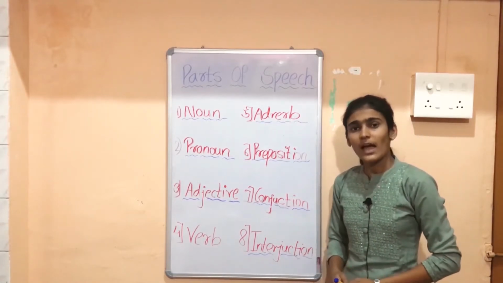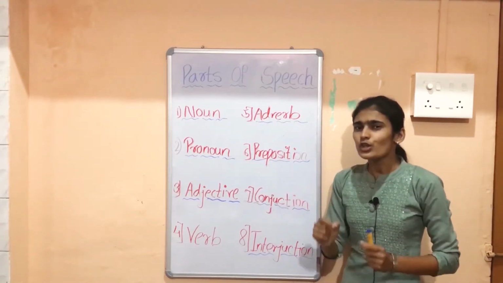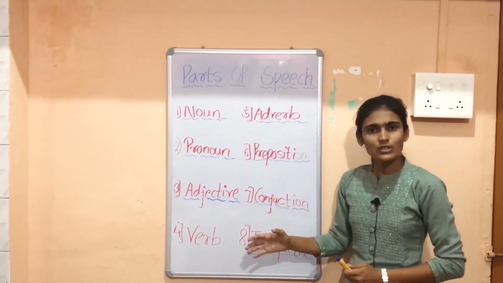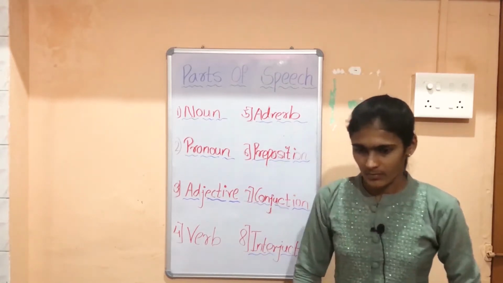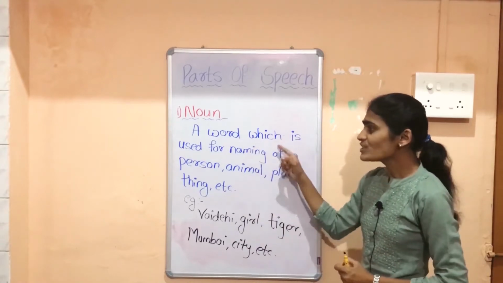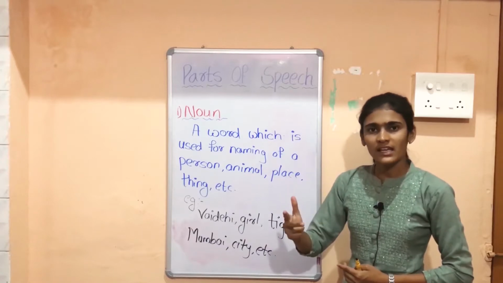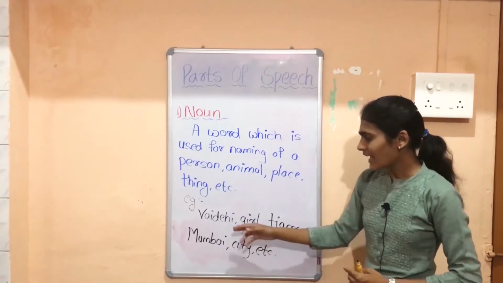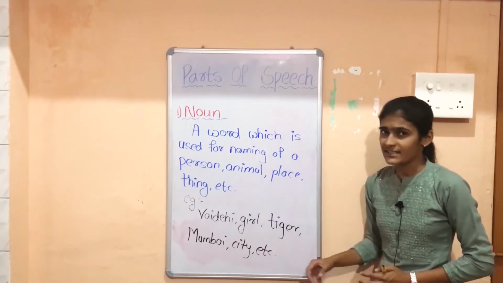Students, in this video, I am going to explain every part of speech in depth. So you should boost your mind to learn this topic with full concentration. Okay, let's begin. Our first point is noun. What is a noun? A word which is used for naming a person, animal, thing, place, etc. That is Vaidehi, girl, tiger, Mumbai, city, etc.